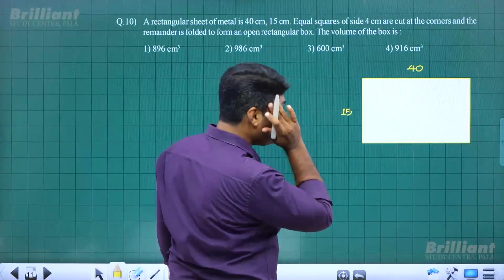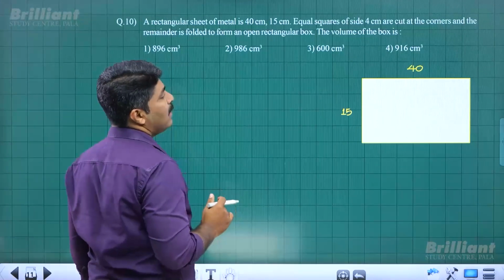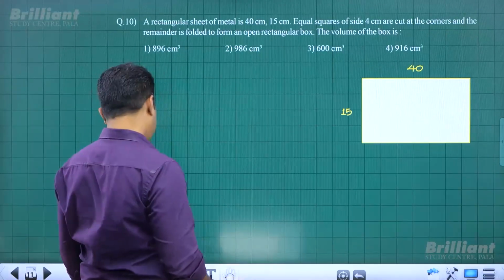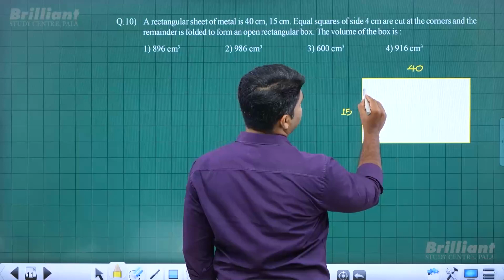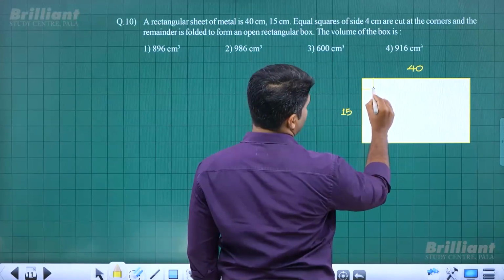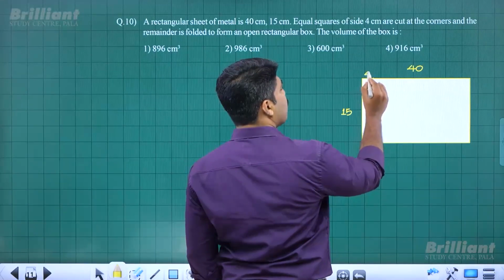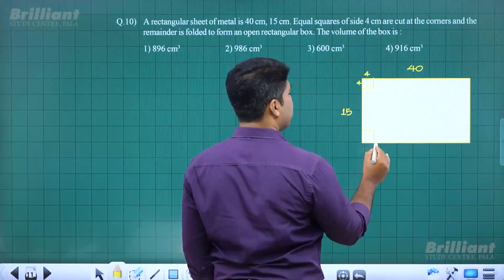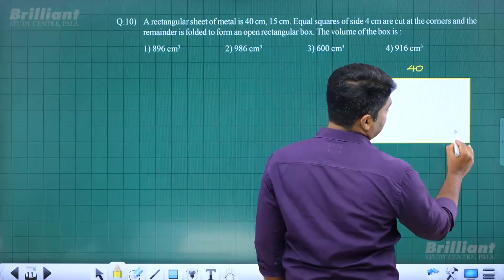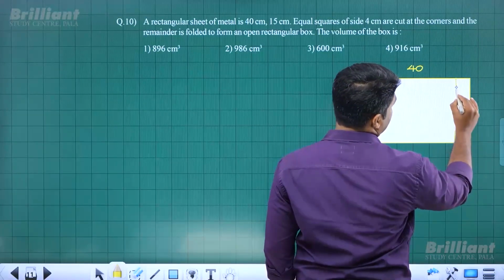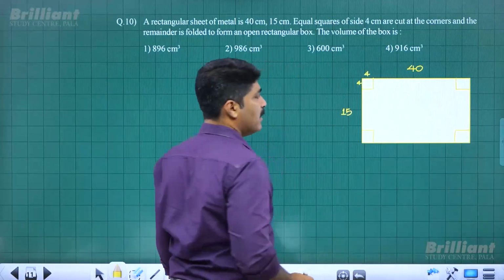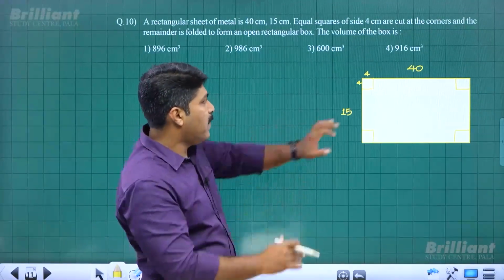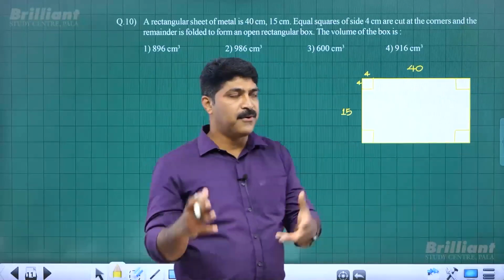So in this diagram, if we are cutting the corners with 4 centimeter each, so we can cut it like this. This is 4, this is 4, got it? So here also it will be like that. So here this corner, another 4, 4, this corner, another 4, 4, got it? So this is the cutting process here. We are folding them, we are removing these corner pieces of squares.